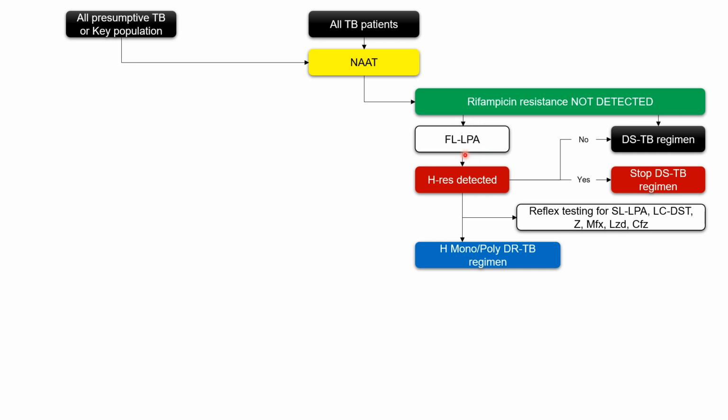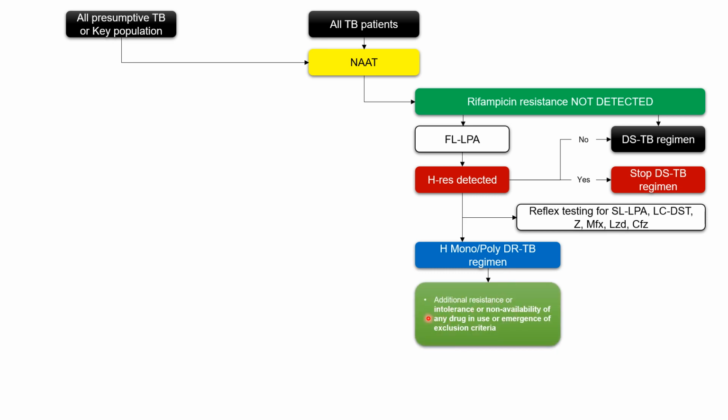Suppose INH and pyrazinamide resistance is there, so this will be INH polyresistant TB. Suppose no other drug resistance is detected, only INH resistance, so this will be INH monoresistant TB. And while undertaking treatment, we have to always look if there is any additional resistance, or any intolerance, or any non-availability of a drug in use, or emergence of an exclusion criterion at any point. Because if any of these happen, we have to modify the treatment.